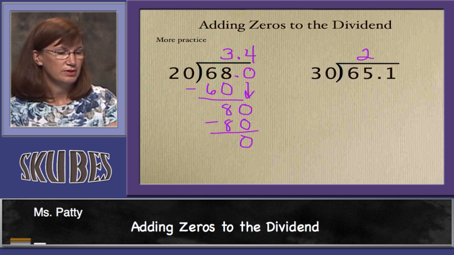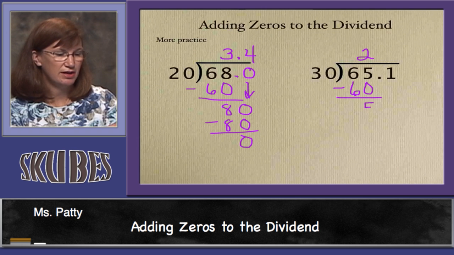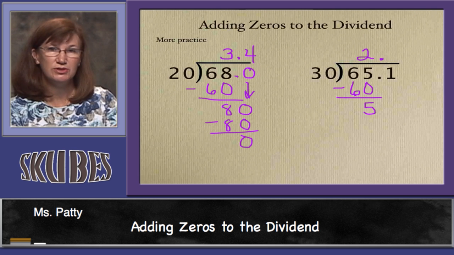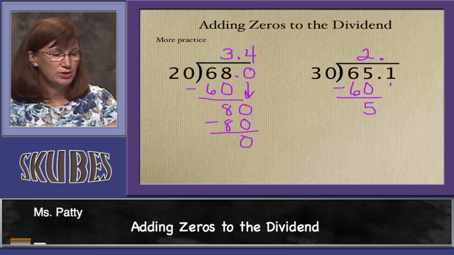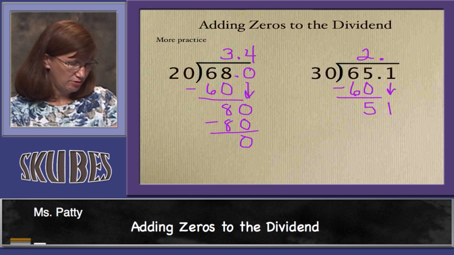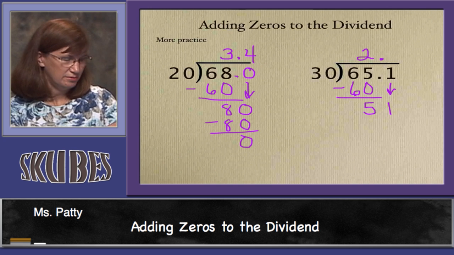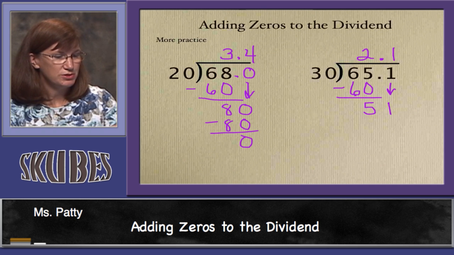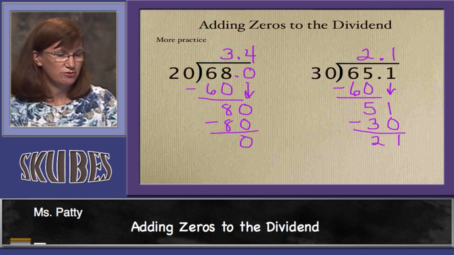That'll be a 2. 2 times 0 is 0. 2 times 3 is 6. Let's subtract. 5 minus 0 is 5. Now I've got my decimal there. I'm going to put that up in the quotient. If you don't do it at the beginning, you can do it anytime. Just don't forget. I'm going to bring down the 1, and I have 51. 51 divided by 3 would be 1. I'm going to say 1 times 0 is 0, and 1 times 3 is 3. I subtract. I have 21 for an answer.